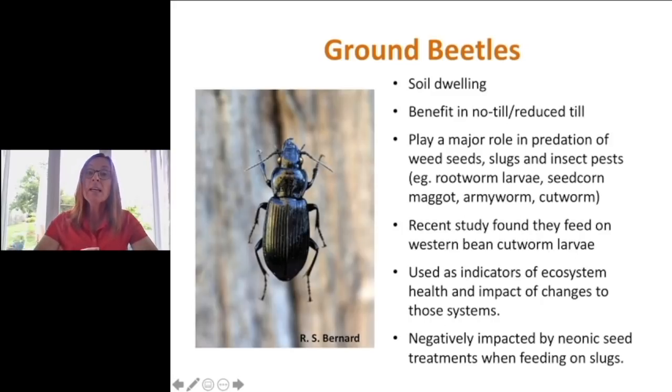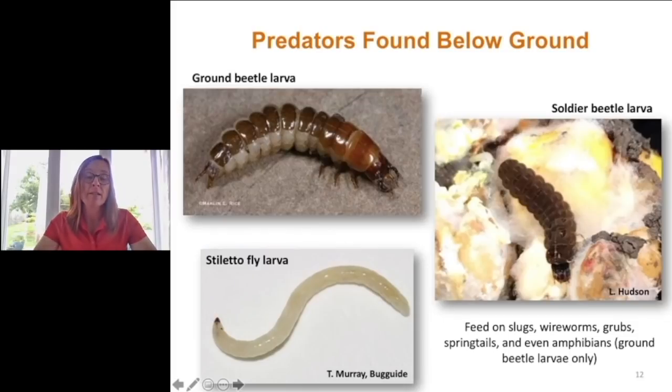But there's also these have larval stages that are predators. So there's the ground beetle larvae, which look similar to wireworms, but they have very big jaws for mouth parts, and that's really because they are a predator and they like to feed on anything that they come across. So interestingly, ground beetle larvae can feed on amphibians, small frogs even, but I think they mainly stick to slugs and wireworms and springtails and anything else that they can find.